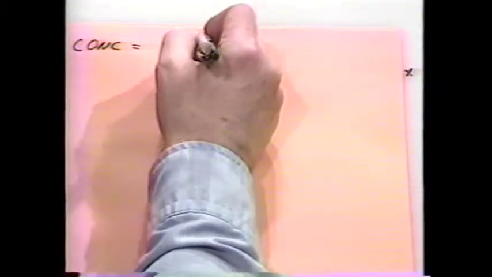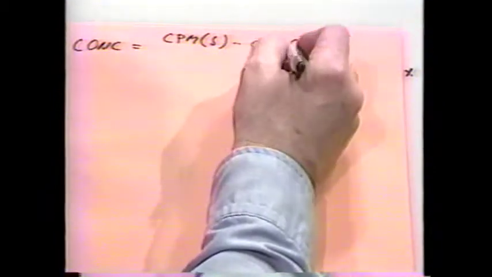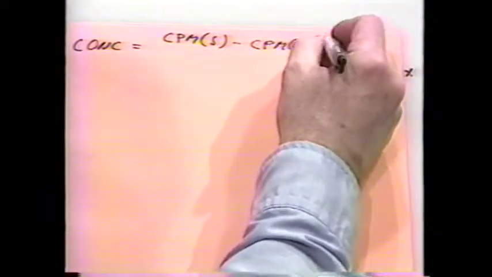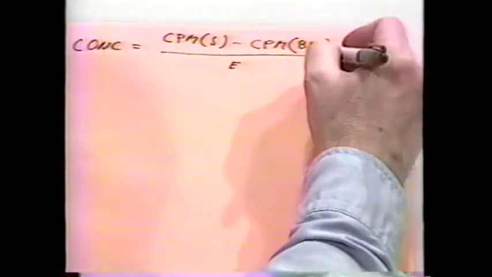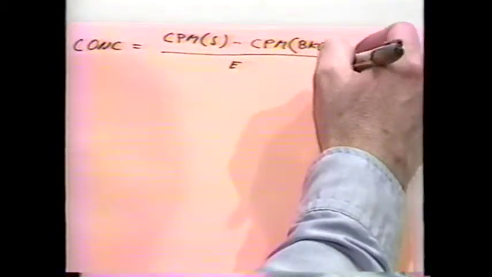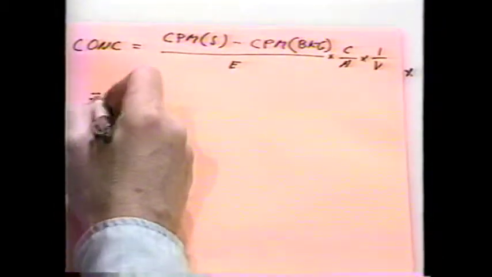So let me rewrite the formula here. Again, we're looking at the concentration equals the counts per minute of the sample minus the counts per minute of the background. Always have to take background into account. Divided by the efficiency, and then we multiply that by C over A, and then again 1 over V. And I'm just going to plug in all the numbers now.